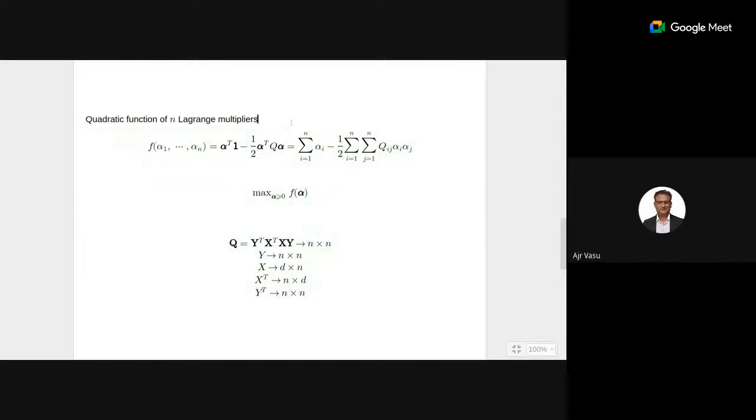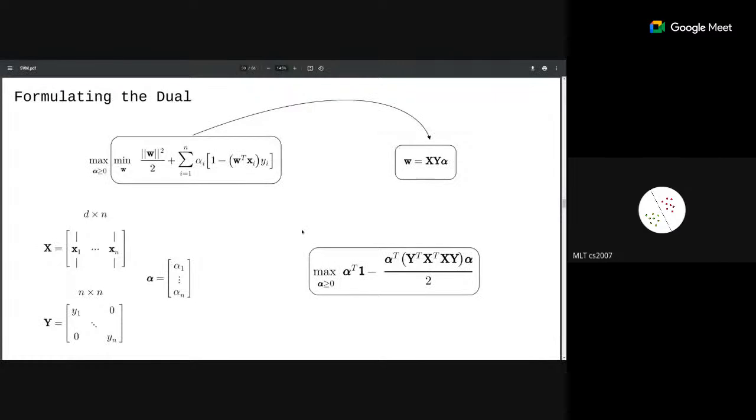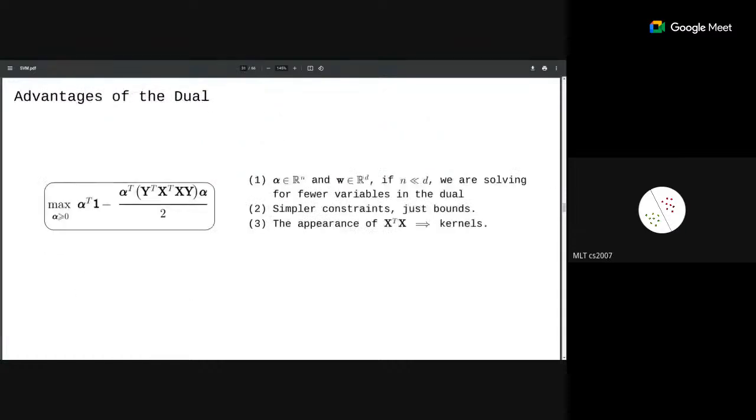Okay. So does anyone else have any questions regarding this? Why is it called a quadratic function, or what are we trying to do here? Okay, right. If not, I'll go back. So this is what we are trying to maximize, and if you solve this problem, you will get some alpha star. Okay, so why are we doing all this?